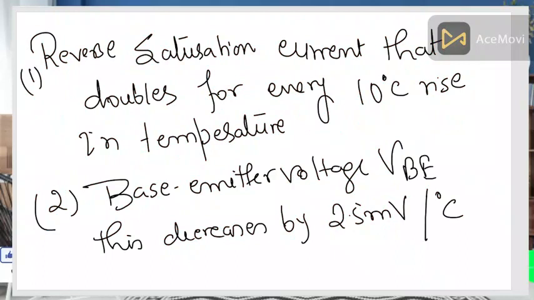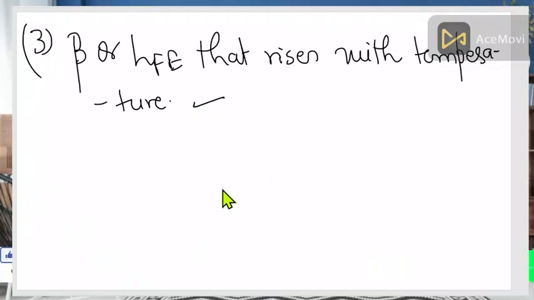So Q depends mainly on 3 factors. First is the reverse saturation current, which becomes 2 times for every 10 degree rise in temperature. Next factor is the base emitter voltage, which decreases by about 2.5 millivolts per degree Celsius. And the next factor is beta or HFE, which rises with temperature. These are the main factors on which Q depends. And you have to stabilize Q, make Q stationary as far as possible against the changes that are occurring in these factors.